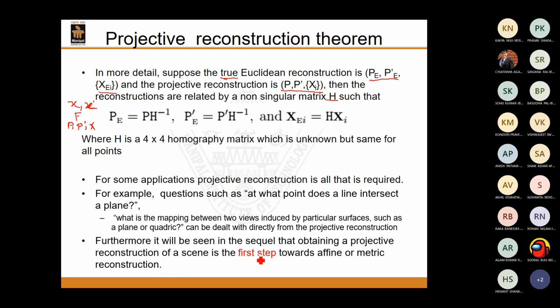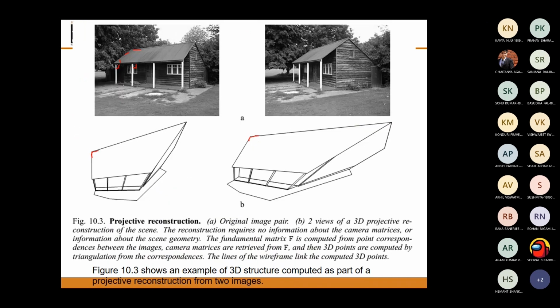But what you have to remember now is that only after you do a projective reconstruction of a scene, that would be the first step in order to find an affine or a metric reconstruction. When you want to find the measurement of these lengths, or measure the angles, etc., measurements would not be possible in the projective space. For that, you have to convert that into a Euclidean space, right?